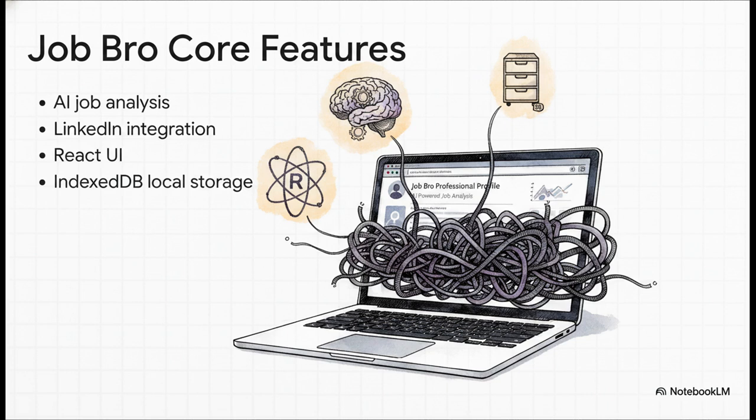And looking at the source documentation, it's got a really solid modern tech stack. We've got AI-powered job analysis, direct integration with LinkedIn, a slick React and Tailwind CSS user interface, and it uses IndexedDB for persistent local storage. It's powerful stuff. But as it turns out, trying to run complex AI analysis inside a Chrome extension brings a very specific and honestly very frustrating challenge right to the surface.